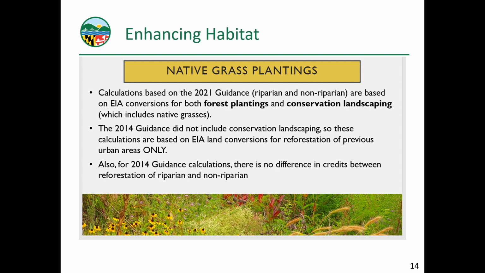However, the 2014 guidance does not include conservation landscaping or any functional equivalent. For the purposes of the tool, the pollutant reduction values for native grass plantings applied to projects following the 2021 guidance will also be applied to those following the 2014 guidance. However, it is important to note that MS4 stormwater credits for native grass plantings may only be earned by projects following the 2021 guidance.